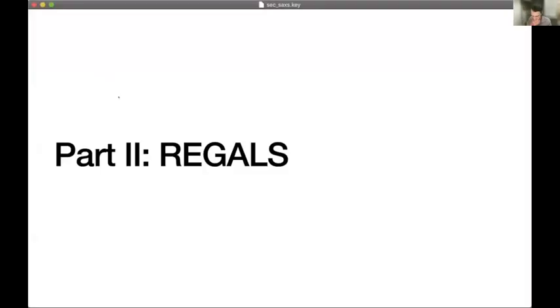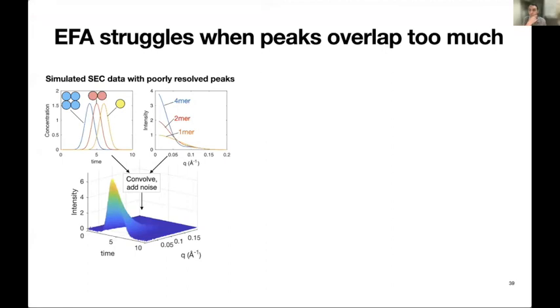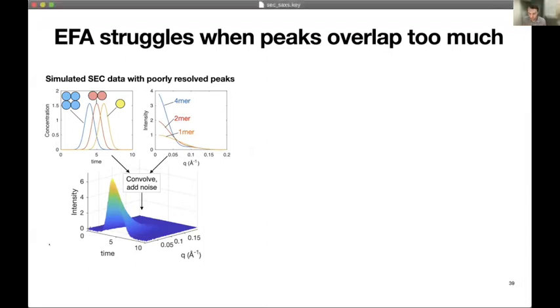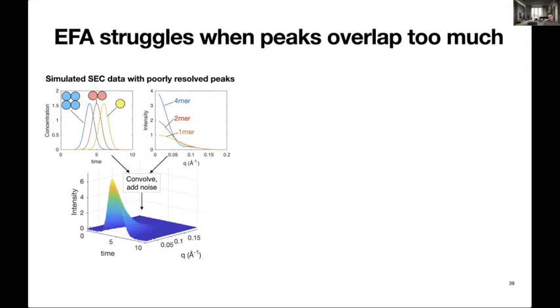Okay, so I just want to tell you a little bit about REGALS, because it's very similar to EFA in some ways, but it's sort of more powerful and more general. So we are motivated to deal with this because EFA can struggle sometimes when you have highly overlapping peaks. This is an example that I've just simulated, some sort of difficult data where we have tetramer, dimer, monomer, which are just spheres, and the peaks are heavily overlapped. So we get like a single peak coming out of our SEC-SAXS, but actually it's 3 peaks overlapping.